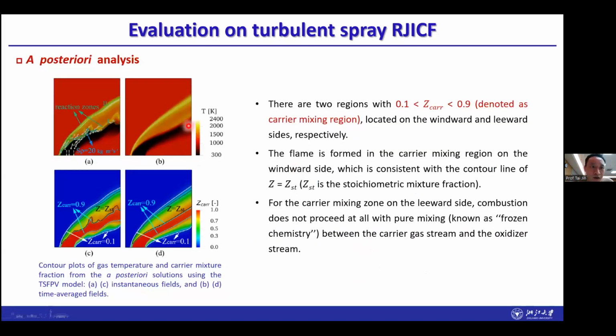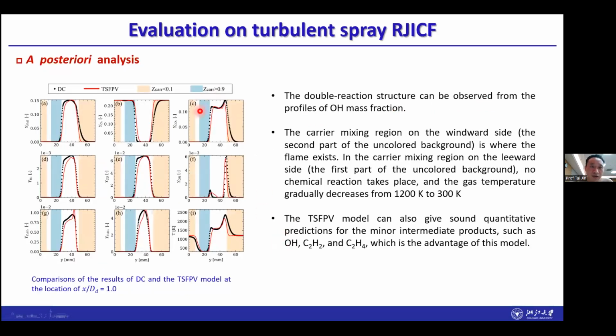Also we do the posteriori analysis, and we compared the results with direct numerical simulations. We can see that the results generally agree well with the DNS results. And this is a statistical analysis. From these figures, we can see that the agreement is quite good.